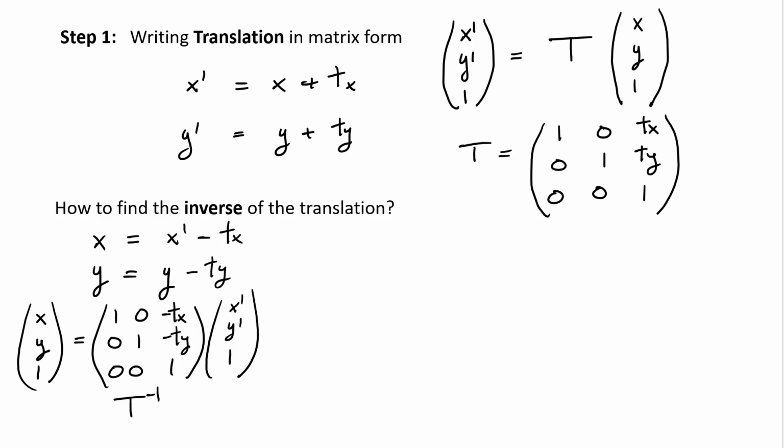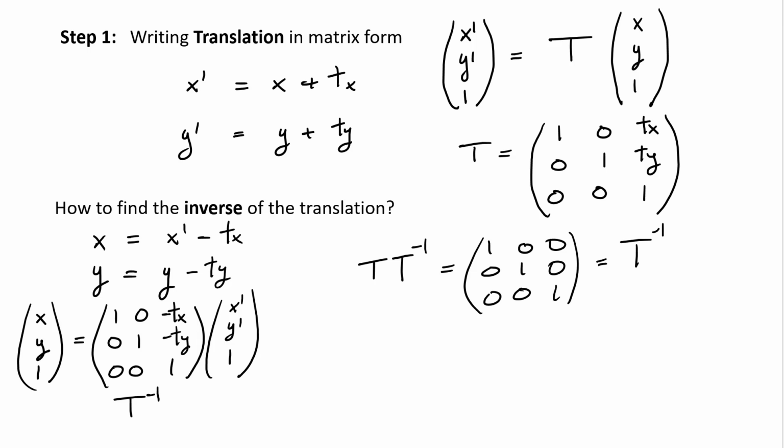One way to verify is just to evaluate this product. T multiplied by this matrix here, the inverse, is going to be equal to the identity matrix. And you can also switch the order here. That's the definition of the identity matrix. All right, so this is going to be important. This is going to be the first transformation.